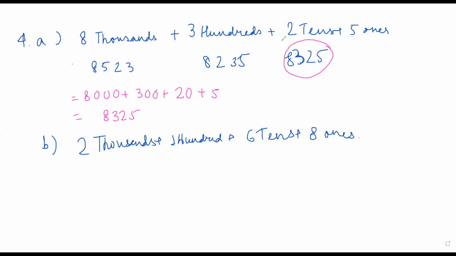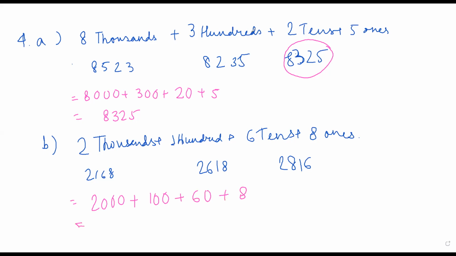So here the answers are 2168, 2618, 2816. So 2000, after that 100, after that 6 tens, after that 8 ones. The number is coming as 2168. So the first is the answer, right? I hope that you all completed. So we can go to the successor.